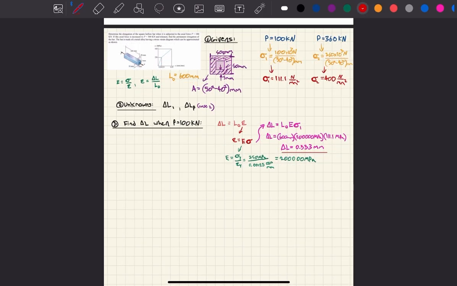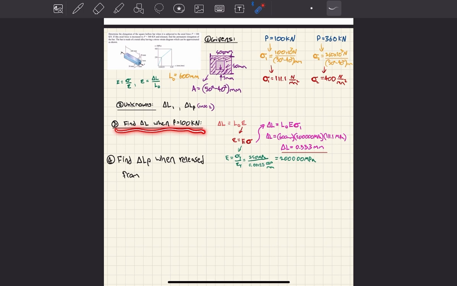Okay, so we can continue with our last step, and that is basically find the permanent elongation when released from P equal to 360 kilonewtons. Notice we say released here, remember, because in case 1, we're looking at the deformation while we still are holding. I said we're going to apply 100 and then we're going to see the deformation, right? Because when we let go, it's going to go back to 0, because it's elastic.